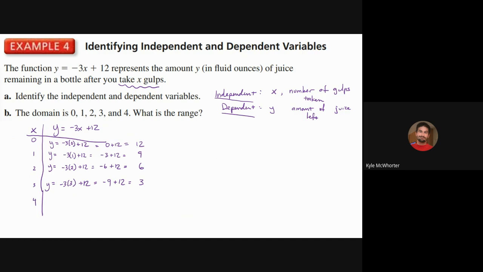So after you take 3 gulps, there's 3 ounces left. And then when x is 4, we're doing negative 3 times 4 plus 12. That's negative 12 plus 12, which is 0. So our range is the set containing these values: 0, 3, 6, 9, and 12.